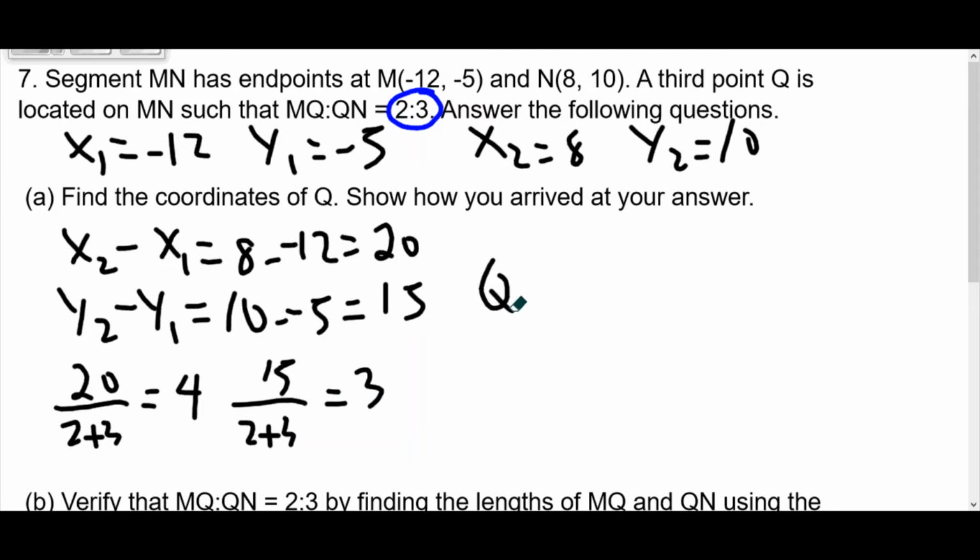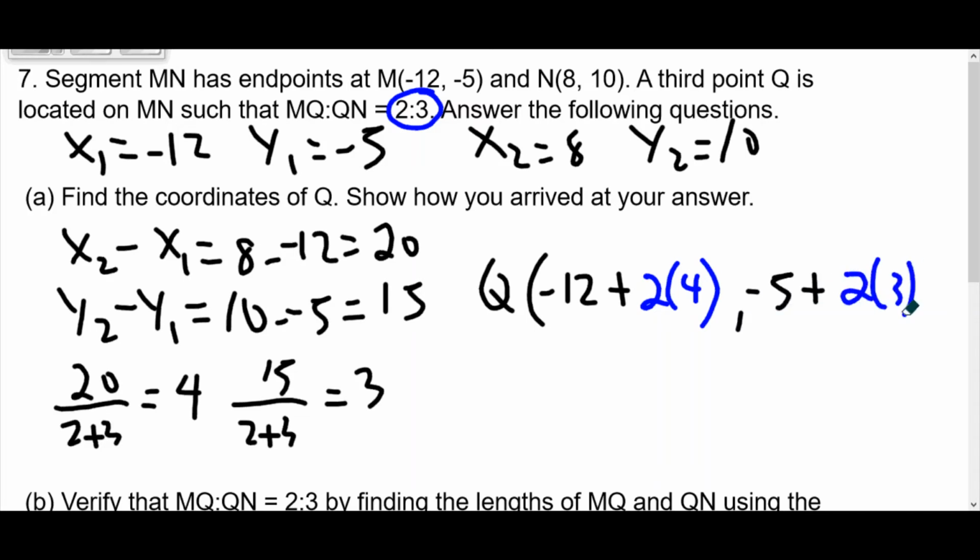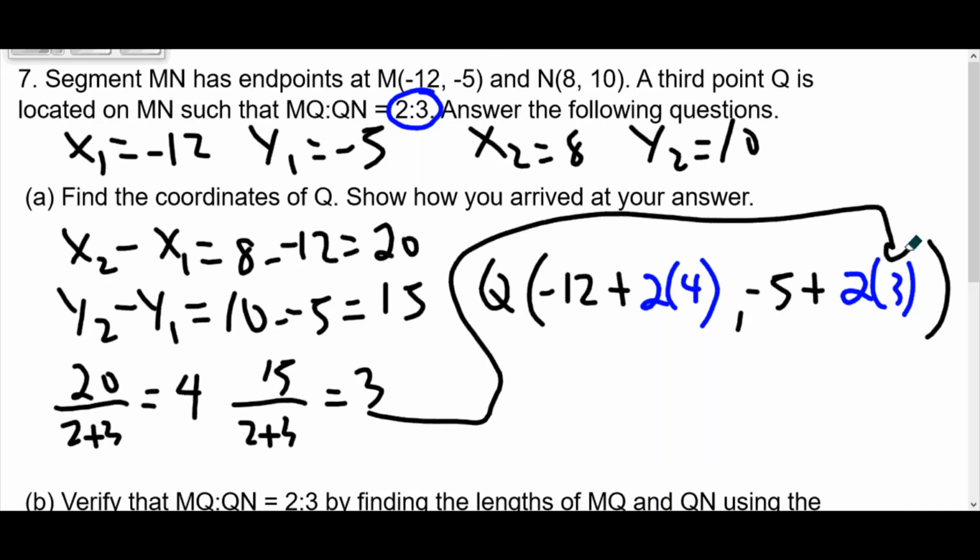Therefore, our point Q will be our x1, which is negative 12, plus 2 times 4. Okay, that 2 comes from here, times 4, comma, our y1 is negative 5 plus 2 times 3. Now again, the 3 here comes from this part here. I just want to make sure this 3 comes from here and this 4 comes from here, while here the 2 comes from this ratio here.